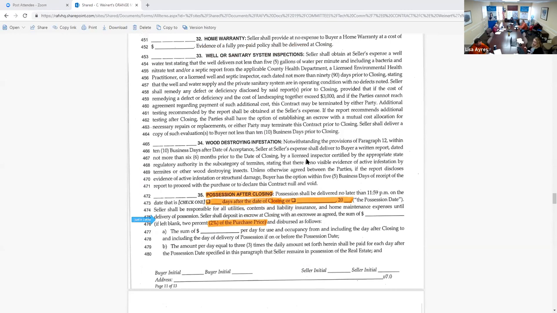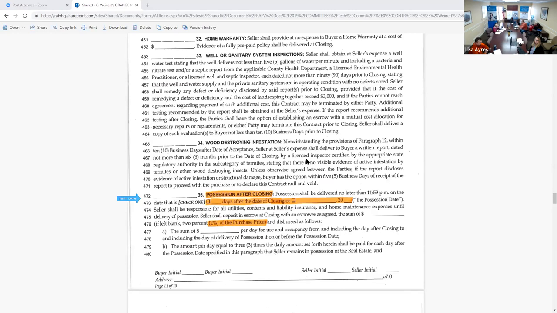Line 472. This used to say post-closing possession. Now, I'm embarrassed to tell you, but there were some agents who didn't know what post-closing possession meant. And there might have been some attorneys, too. I don't know about that. But on our side, there were some agents who were not clear about post-closing possession. So in the interest of clarity, we now call it possession after closing.